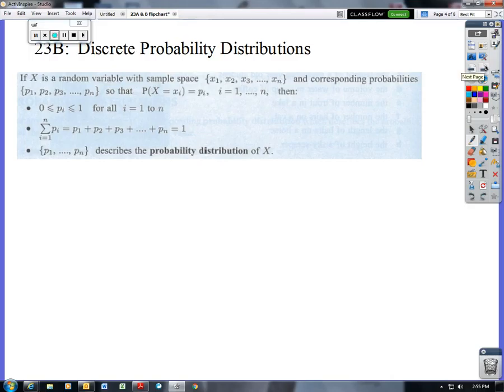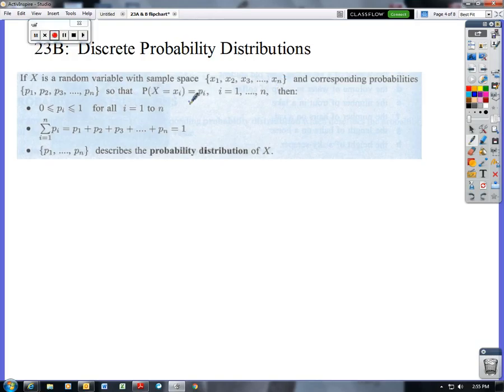On to 23B, which is the discrete probability distribution. So here now we're going to do the probability distributions. Rather than writing all this down again, I just copied this out of the book for you if you want to write it down, but let's just talk about it. So X is a random variable, and the sample space here, these are the possibilities for X. So back on that previous problem, it would have been 0, 1, 2, and 3. And then the corresponding probabilities are p sub 1 and so on.